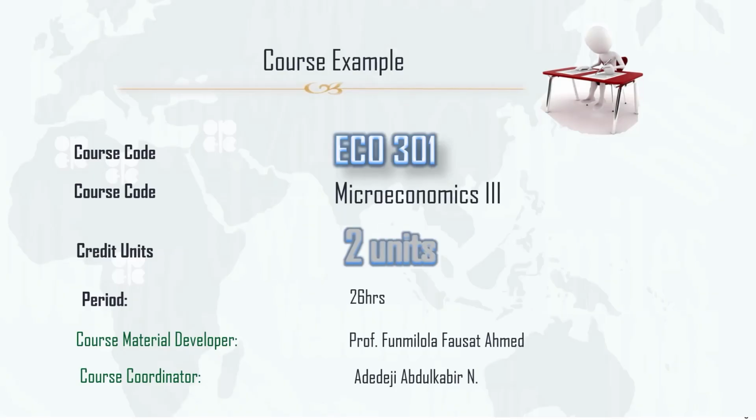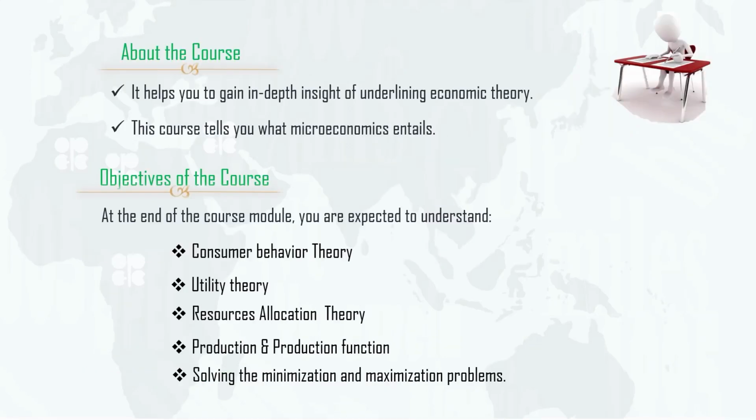The course example, for example, ECO 301. The course code is 301 and the course title is Microeconomics 3. The credit unit of this course is 2 units. The period is 26 hours per semester. The course material developer is Professor Fumilola Fausat Ahmed, and the course coordinator is Adedeji Abdulkabir.